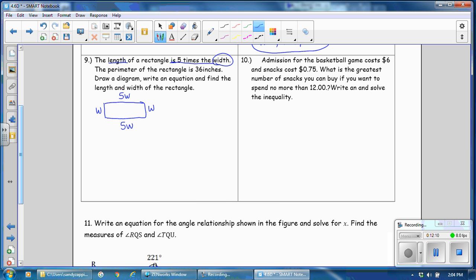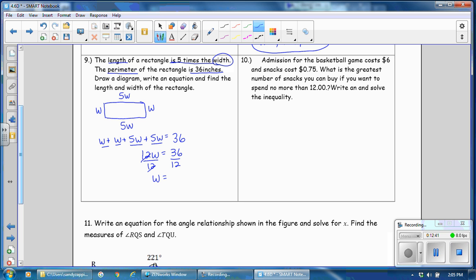So we've drawn and labeled our rectangle. Now to write an equation. The perimeter is all of the sides added together. So we'll write W plus 5W plus W plus 5W is equal to the perimeter of 36 inches. Let's combine our like terms. 5, 10, 11, 12. So we have 12W is equal to 36. Divide by the coefficient.